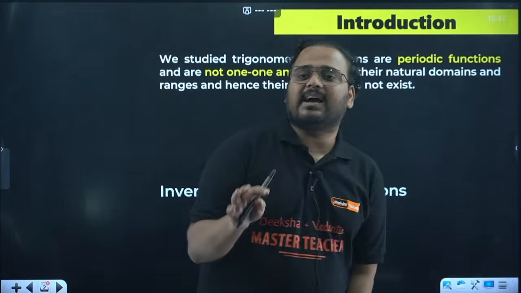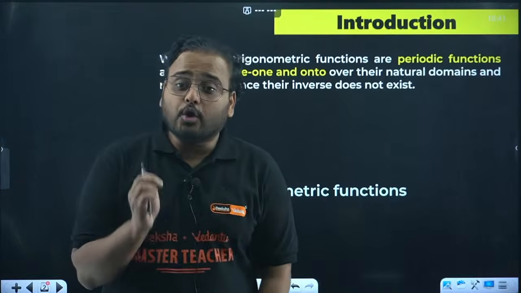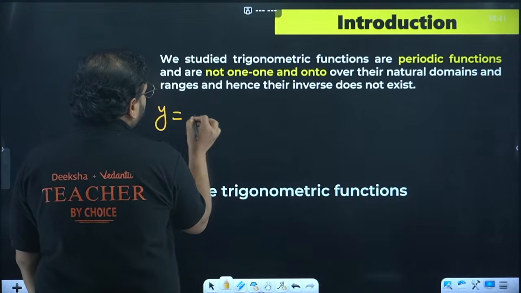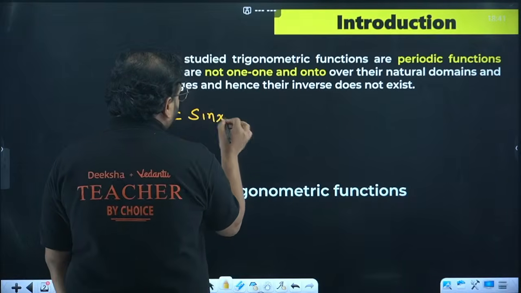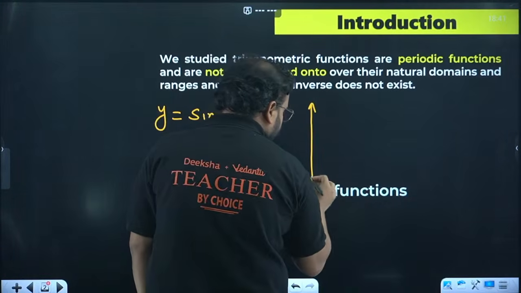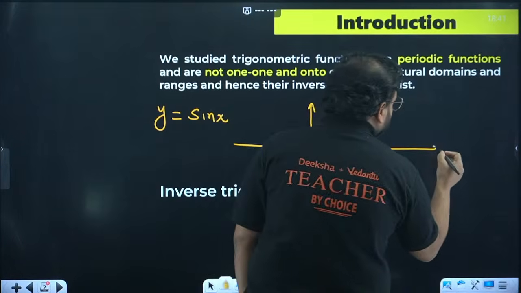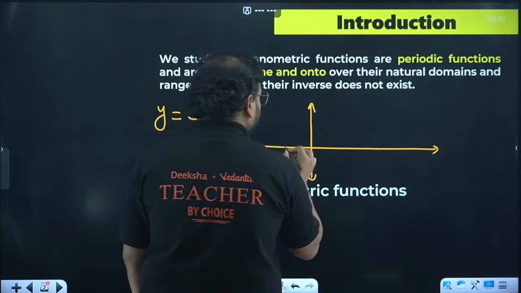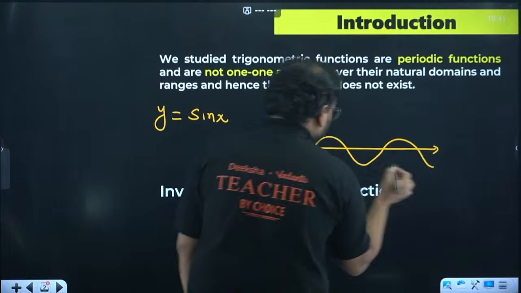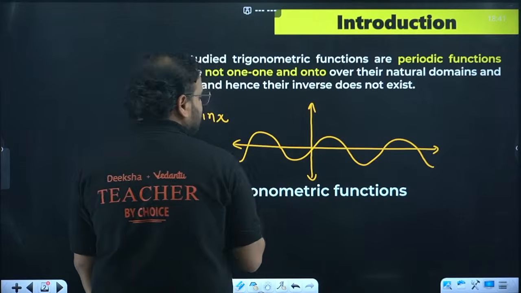Sin x, cos x, tan x, any of these functions are not bijective. How can you say that, sir? Let's take this example, y equal to sin x. If I take this function's graph, let's draw the graph of this function. This is the graph of sin x, all of you will agree with this.